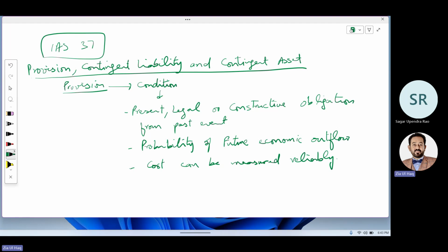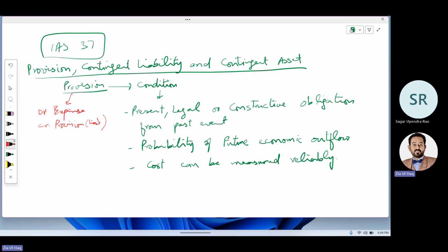When any event meets these three conditions, there should be a provision in the financial statements. This means a provision should be recorded in the financial statements. What is the accounting entry of provision? Debit expense, credit provision, liability. What does that mean? Present legal, constructive obligation from a past event, probability of future economic outflow, cost can be measured reliably. So it is a liability.